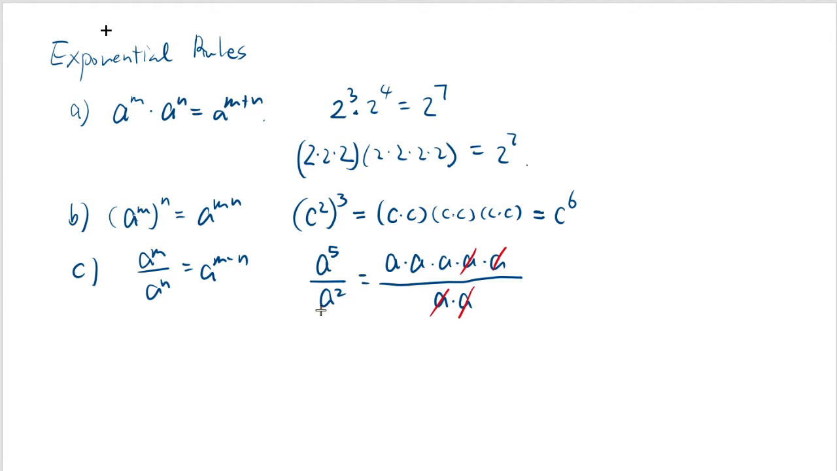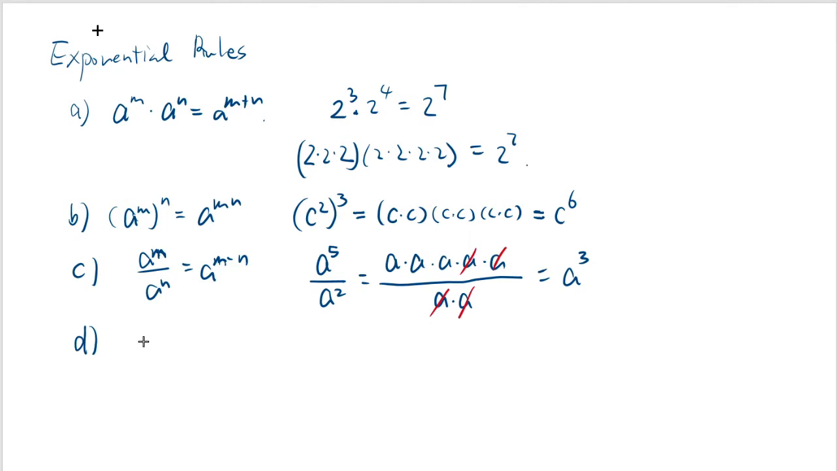So if you have 2 a's in the denominator, 2 on the top will cancel with it, leaving you only 3 left. So that's why you end up with a to the third. So again, the proof of this would be like if you have m a's and you delete n of them, erase n of them, what's left will be m minus n such a. That's the proof.